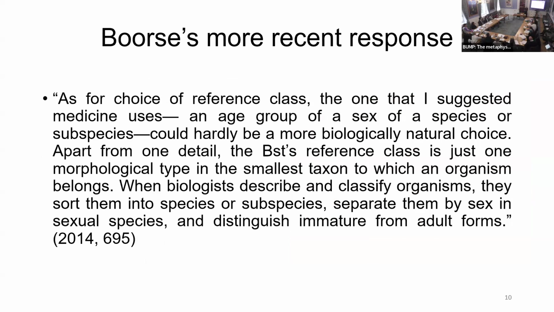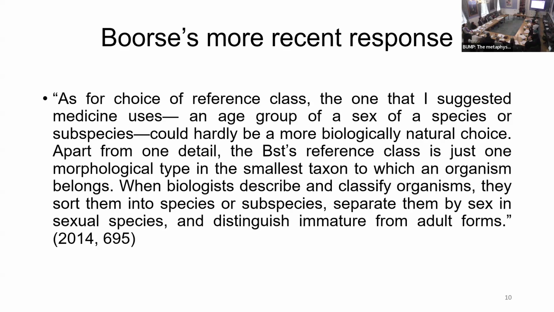So here's a more recent response from Boorse. It's not that recent anymore, but this is in direct response, I think, to Elsen and to Rachel Cooper. They're both cited in this paper as being the canonical versions of the problem. Boorse says: as for choice of reference class, the one that I suggested medicine uses, an age group of a sex of a species or subspecies, could hardly be a more biologically natural choice. Apart from one detail, I think the detail there is the age.